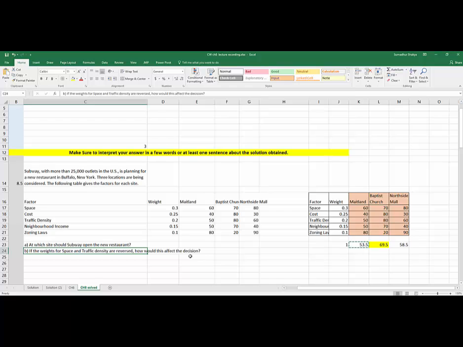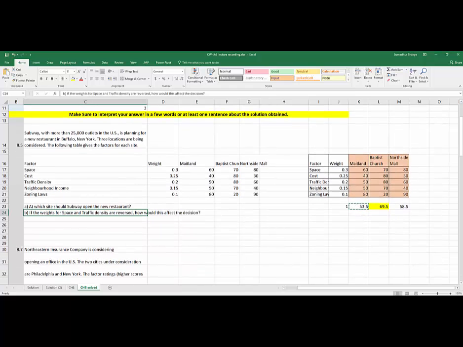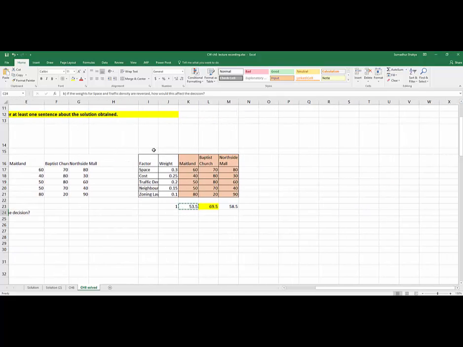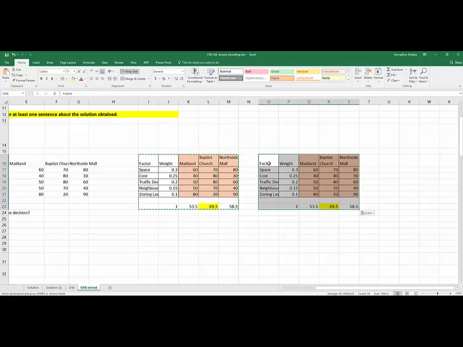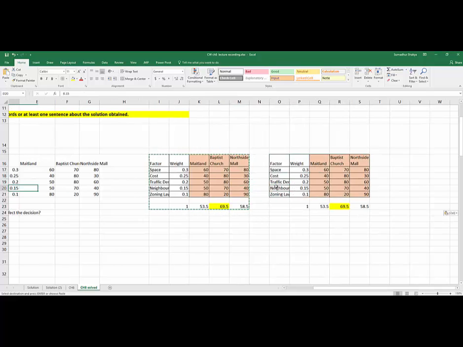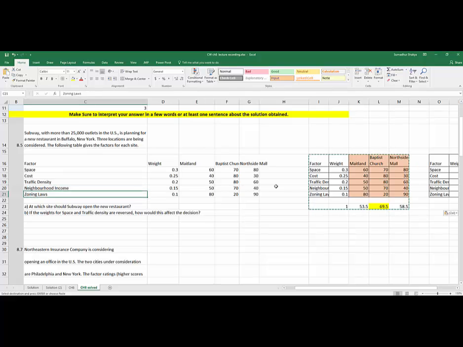Now it also says: what if the weights for space and traffic density were to be reversed? Okay. If this is the case, I'm going to copy and paste it again. Now it says to find the score if the weights for space and traffic density are reversed.